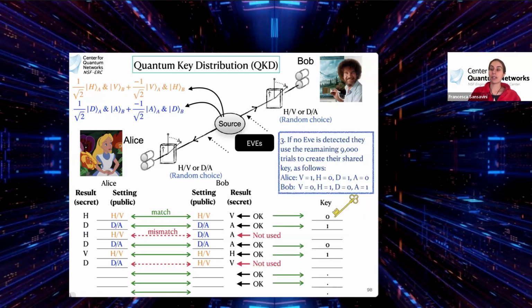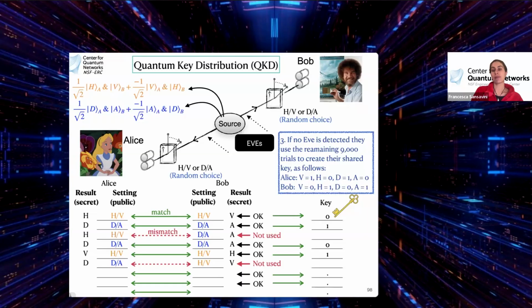If no eavesdropper is detected, they use the remaining 9,000 trials to create the key, their shared key that they will use later for encrypting and decrypting their classical messages. They do it in the following way. They share the settings, so they share if they have used HV or DA, but they keep the results secret.